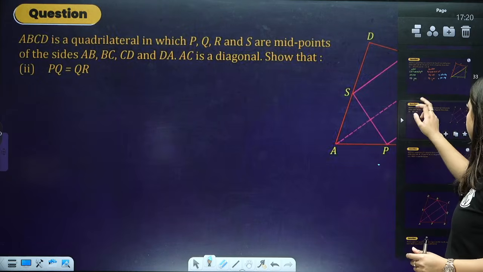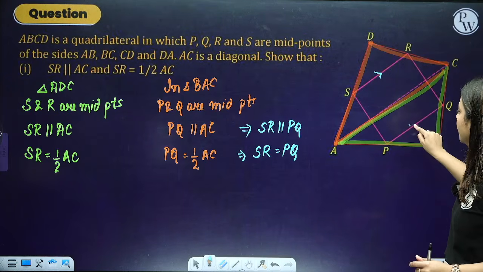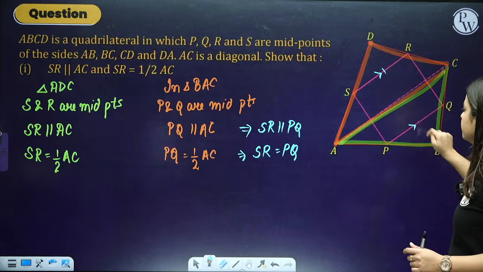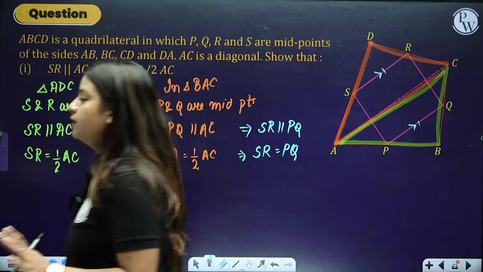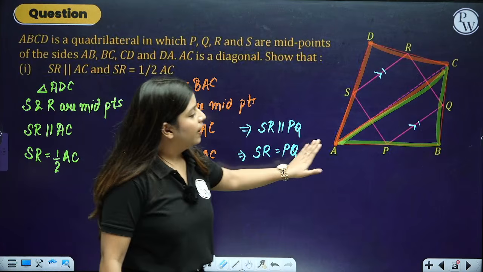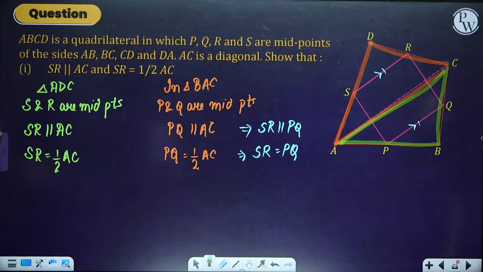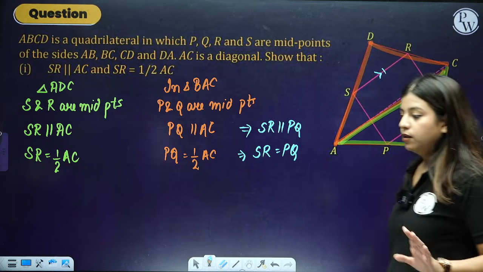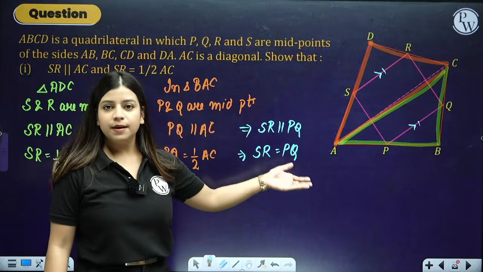Now see, we have proven that SR is parallel to PQ and SR is equal to PQ. Right? This is the first thing that we have, that SR is equal to PQ and SR is parallel to PQ. One thing we have done, right? That's correct. So what do we have now? The next thing that we have is PQ is equal to QR. Now this is again simple. It's a parallelogram because opposite sides are parallel.